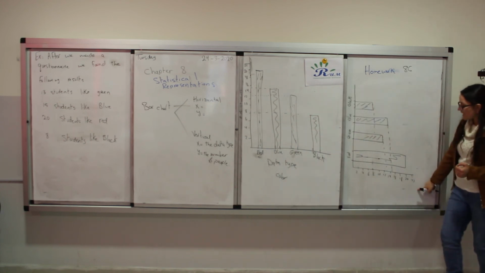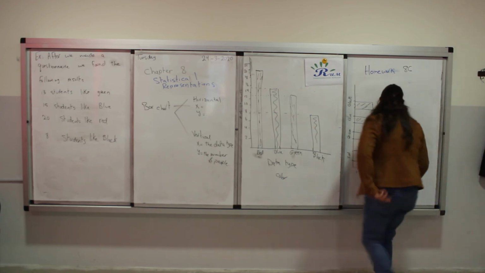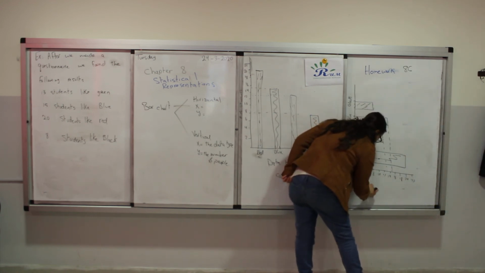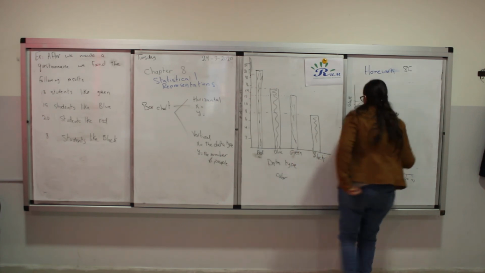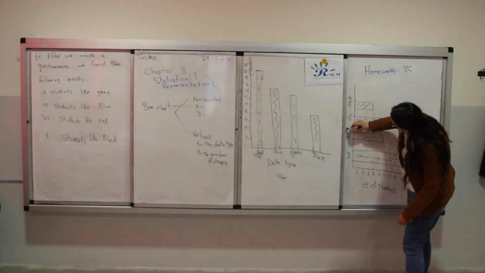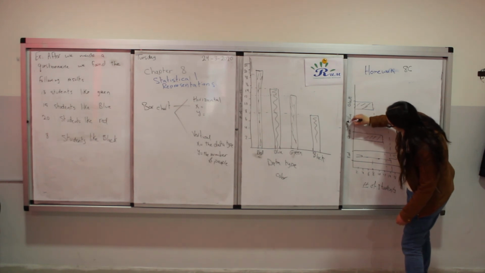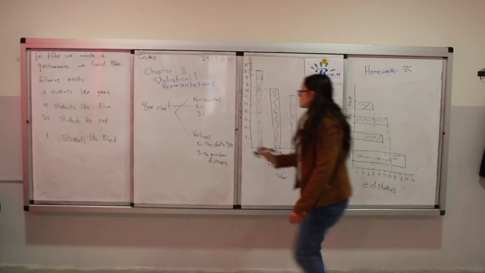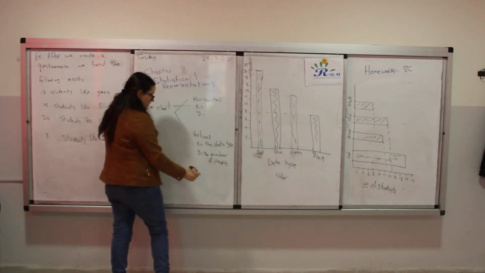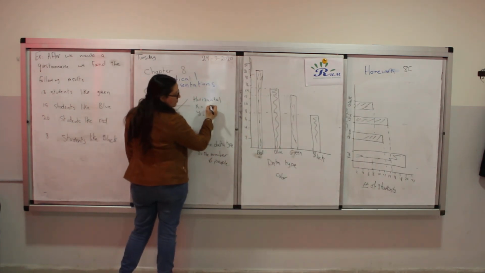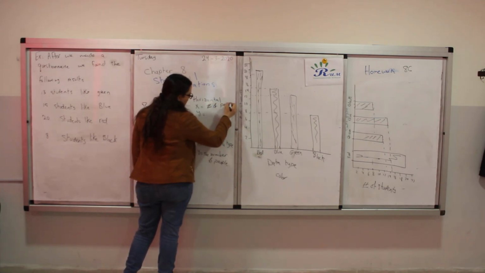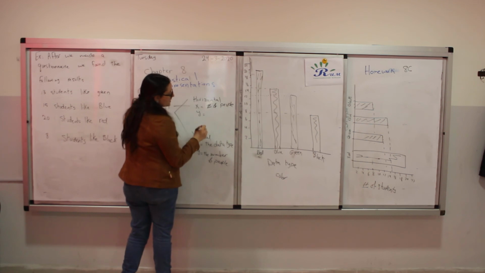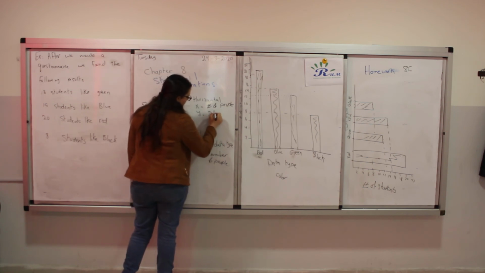So now the x-axis represents the number of students who like the color, and the y-axis represents data type, which is in our case the colors. So the x-axis in the horizontal represents number of students or number of people, and the y-axis represents data type.